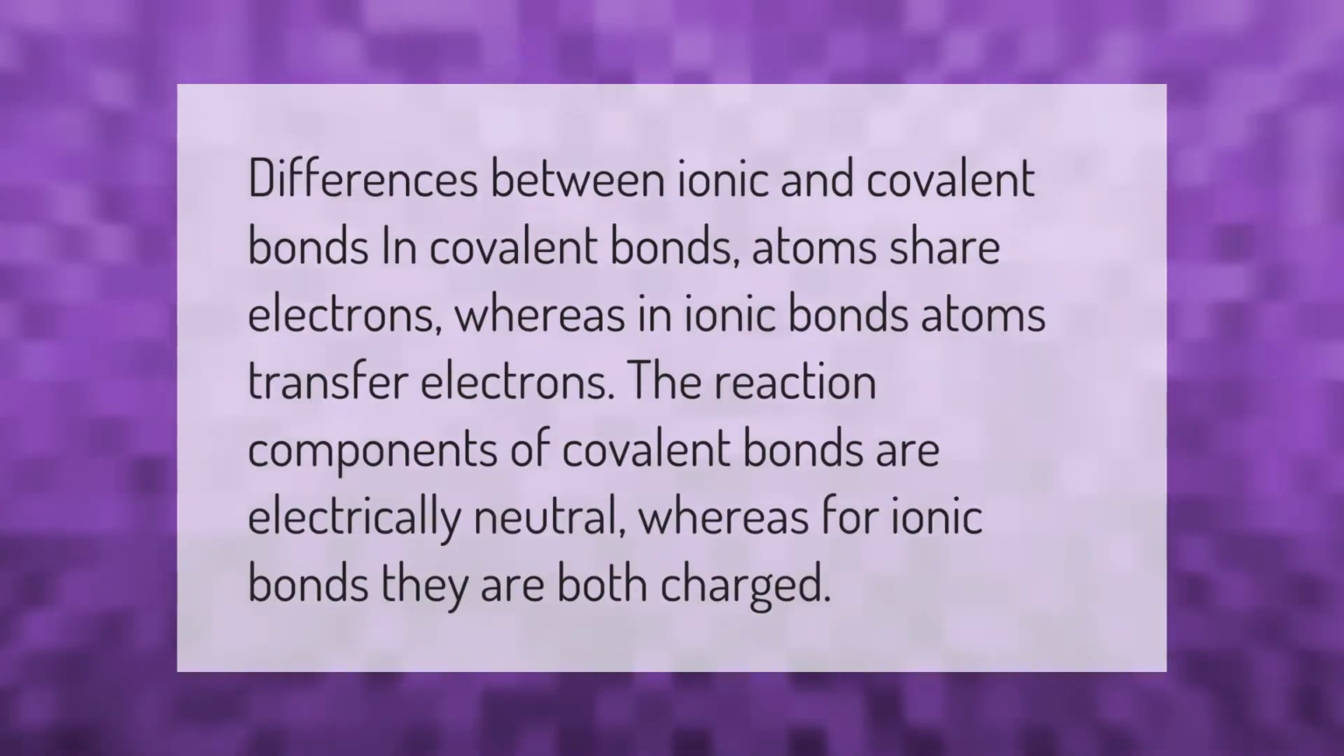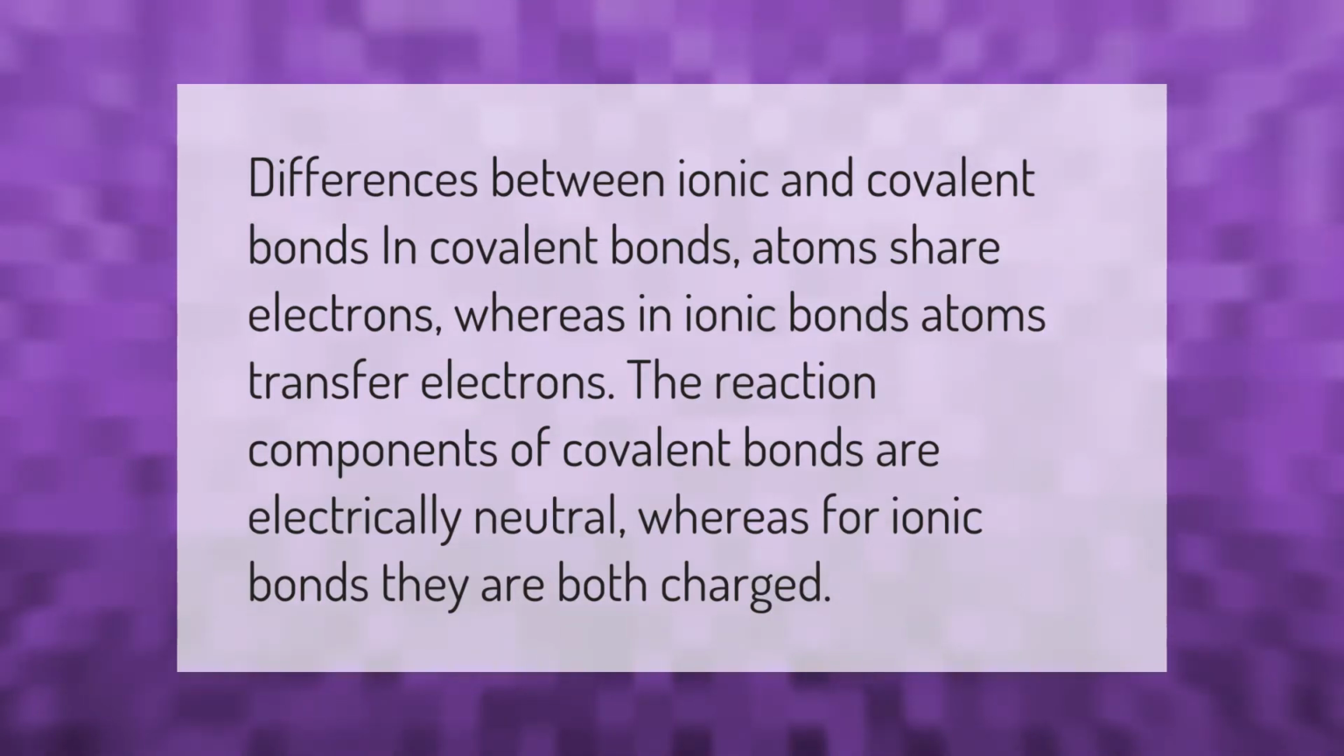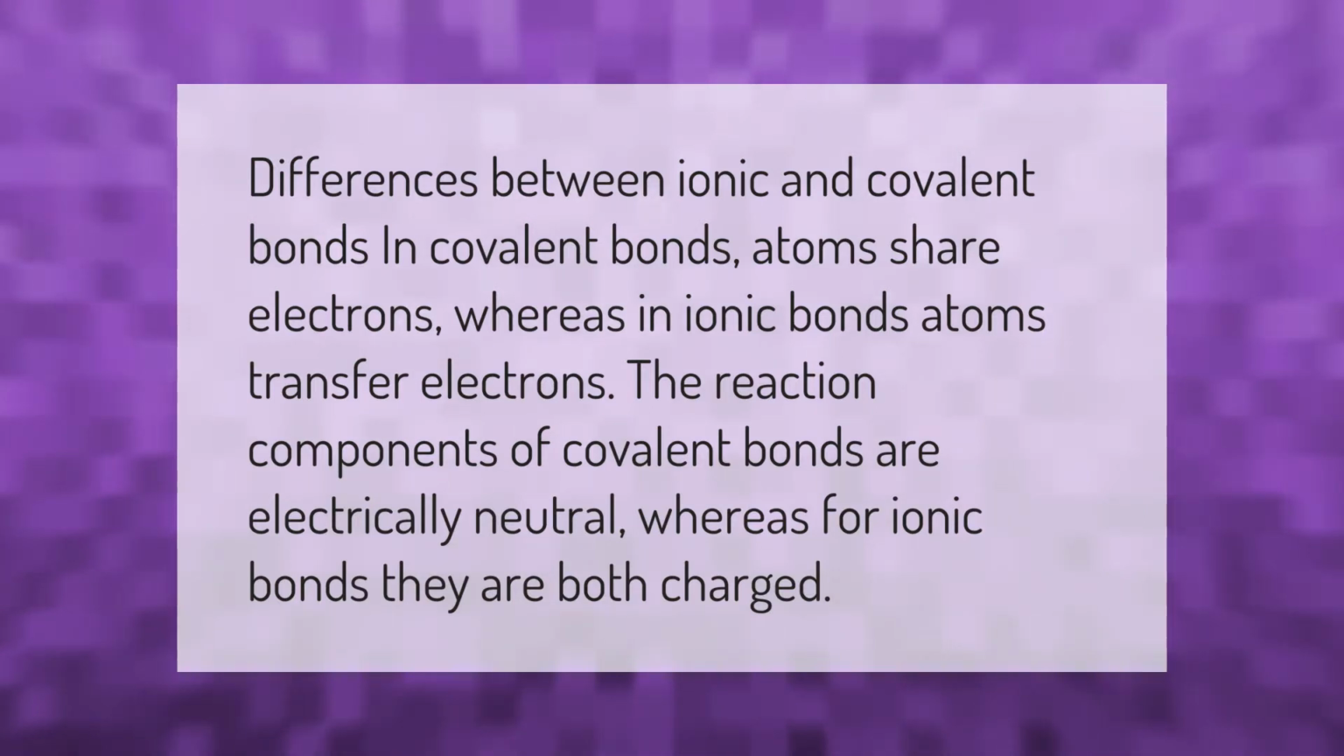Differences between ionic and covalent bonds. In covalent bonds, atoms share electrons, whereas in ionic bonds atoms transfer electrons. The reaction components of covalent bonds are electrically neutral, whereas for ionic bonds they are both charged.